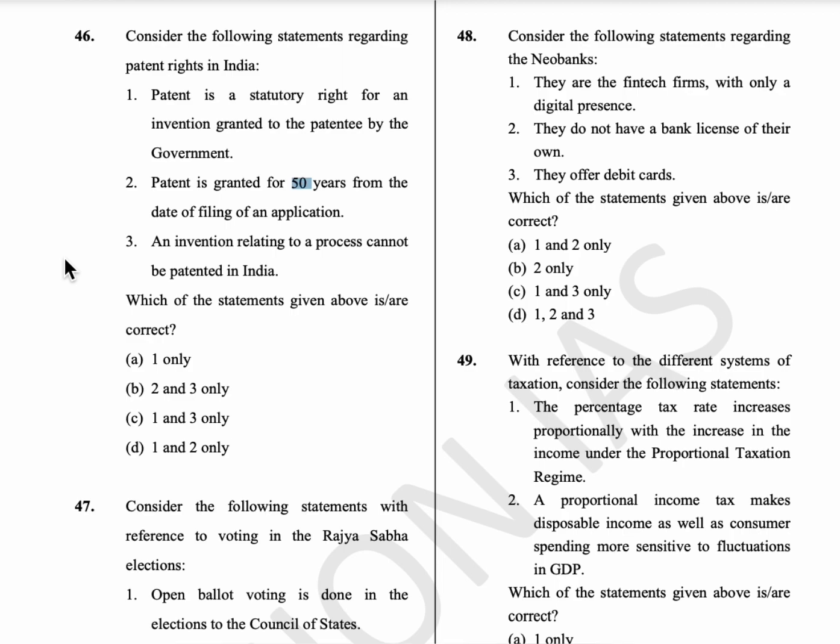The third statement is an invention relating to process cannot be patented in India. So here, process and product can be patented. So only the first statement is correct. So option A.